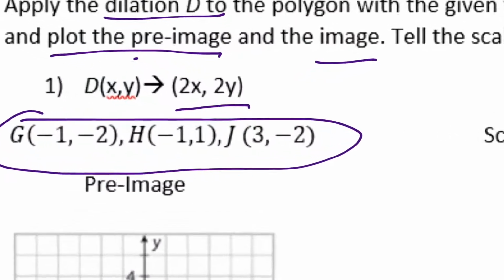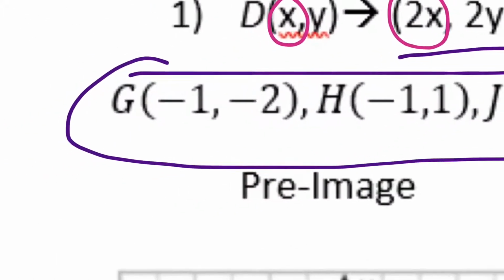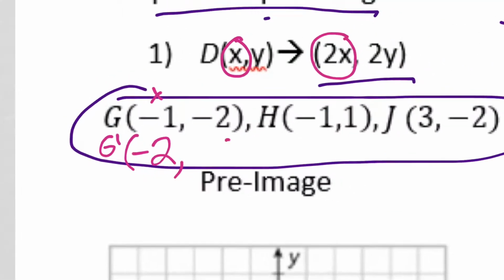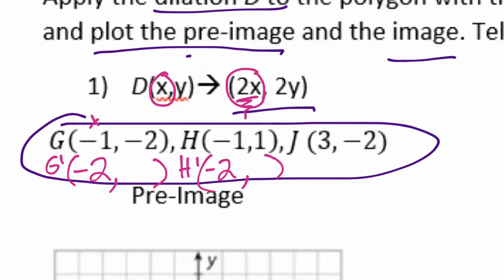So the rule here says that we're going to take our x value and we're going to multiply it by 2. So I'm going to write this underneath. So g prime, if I take the x value and I multiply it by 2, this is going to become negative 2. If I take the x value to my h and I multiply it by 2, like what it says, my negative 1 is going to become a negative 2 because negative 1 times 2 is negative 2.